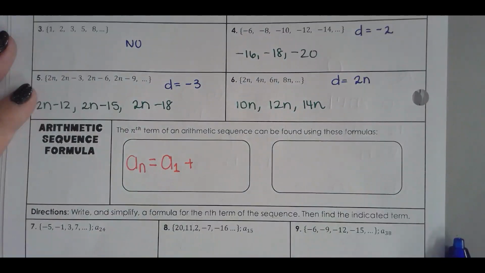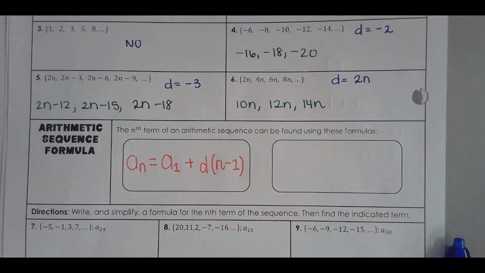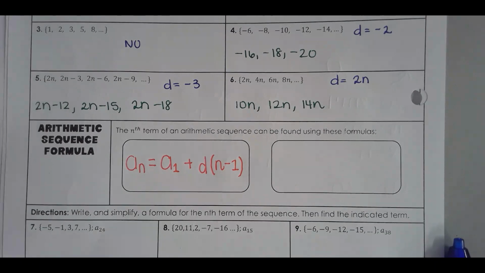A1, the first term, plus D. What is D? Common difference. And then beside it, so it's A1 plus D, and in parentheses n minus 1. For now, we will come back to it in a minute.